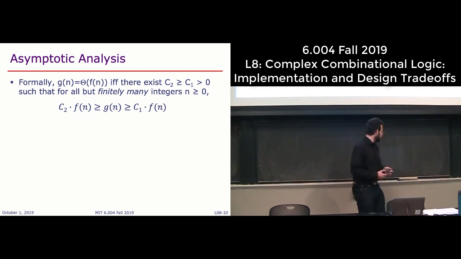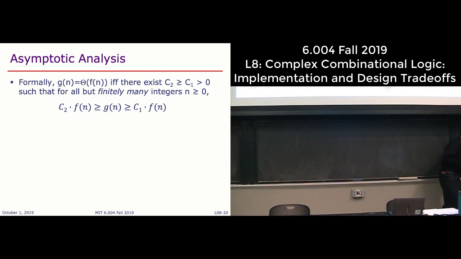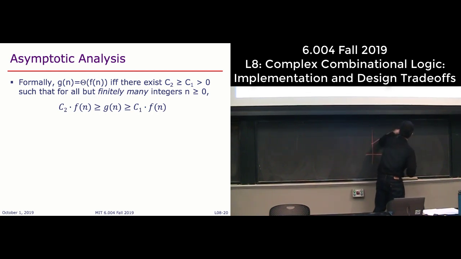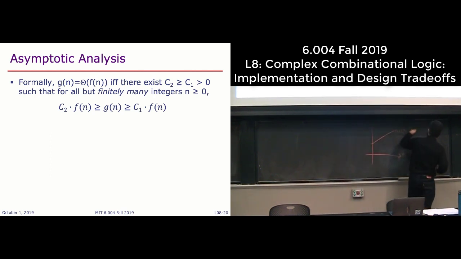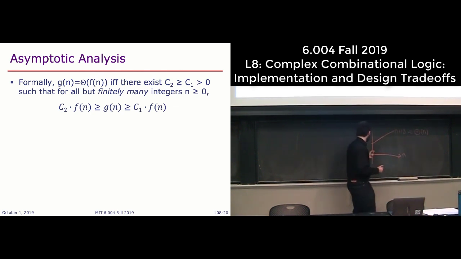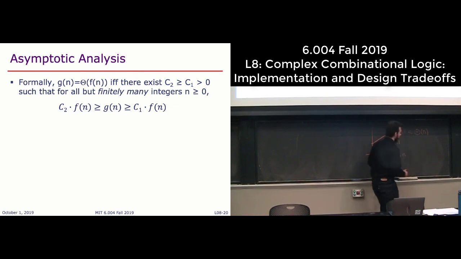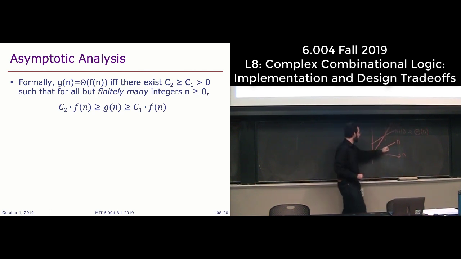But just to give you an example, if I give you n plus 10, we say that this is order of n, because you can find n here, and let's say 2n, and after this point over here, this is an upper bound, this is a lower bound. Right? This is always smaller, this is always larger.